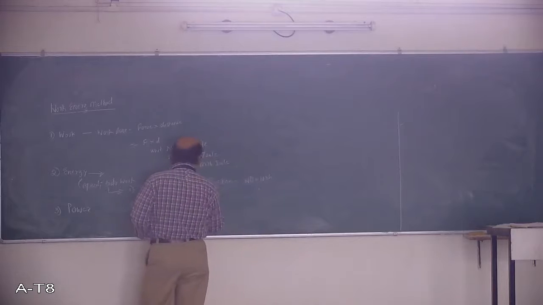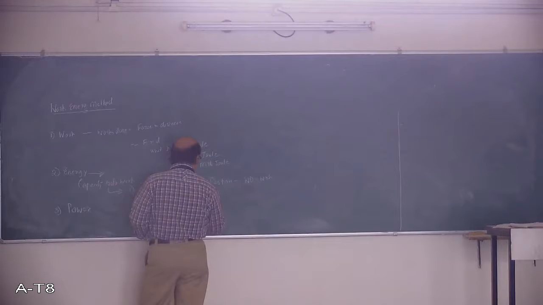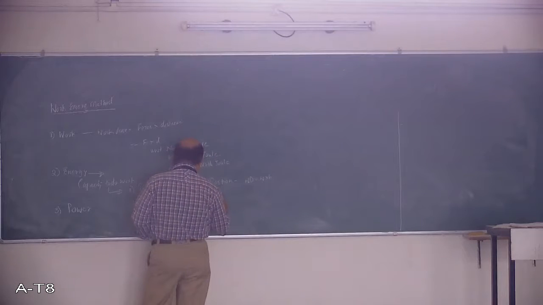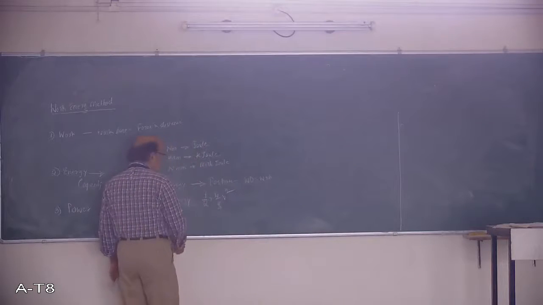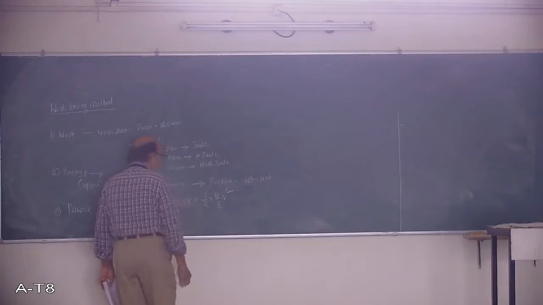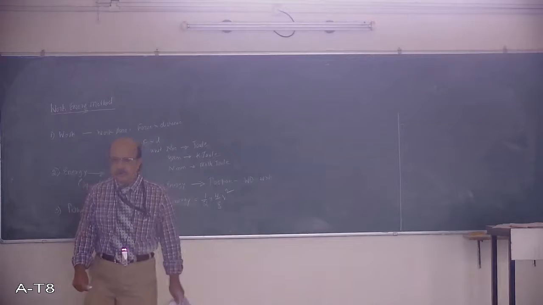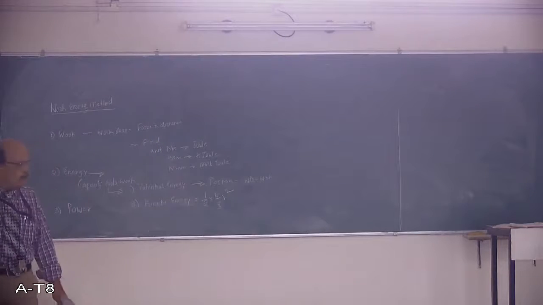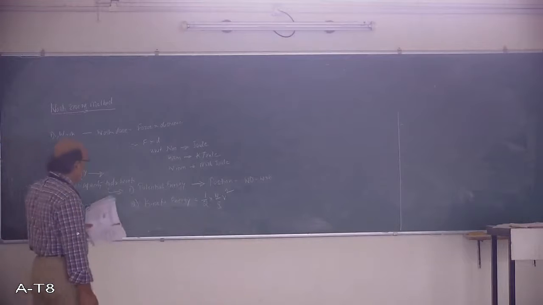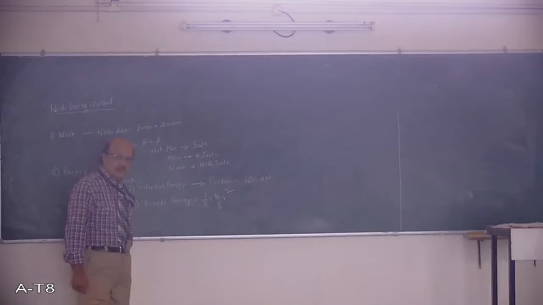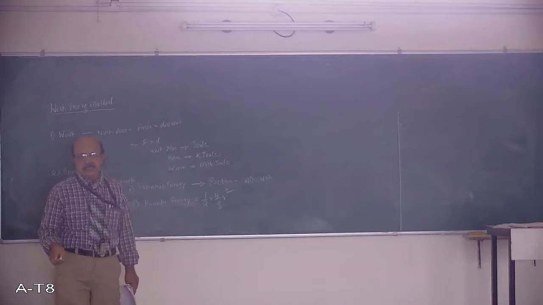Is 1 by 2 into W by G V square. This is the equation for kinetic energy. 1 by 2, you can have a small derivation, but I will not go through that, it is not required. So therefore, 1 by 2 into W by G V square is the kinetic energy of that one.